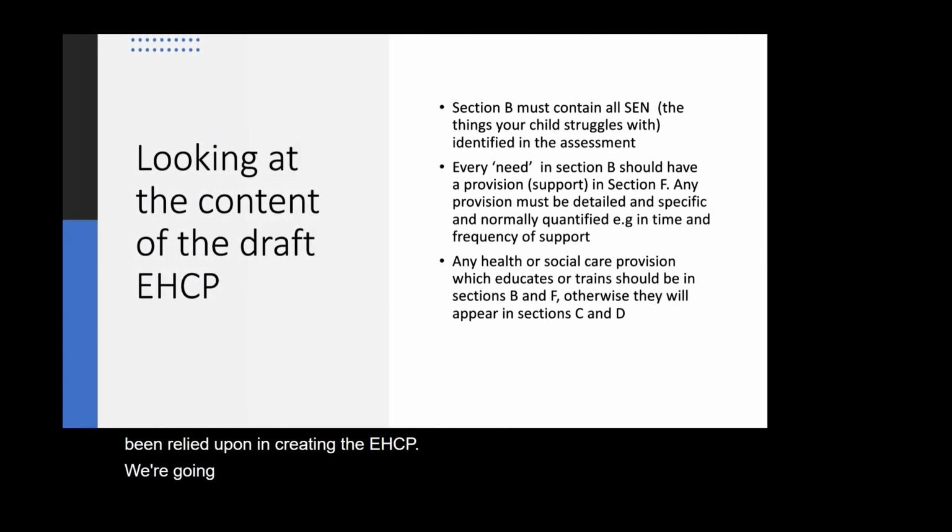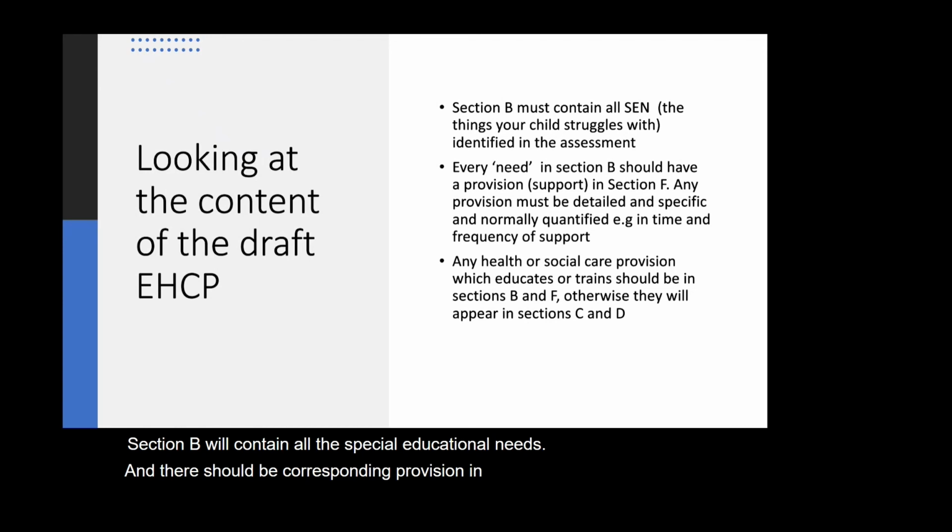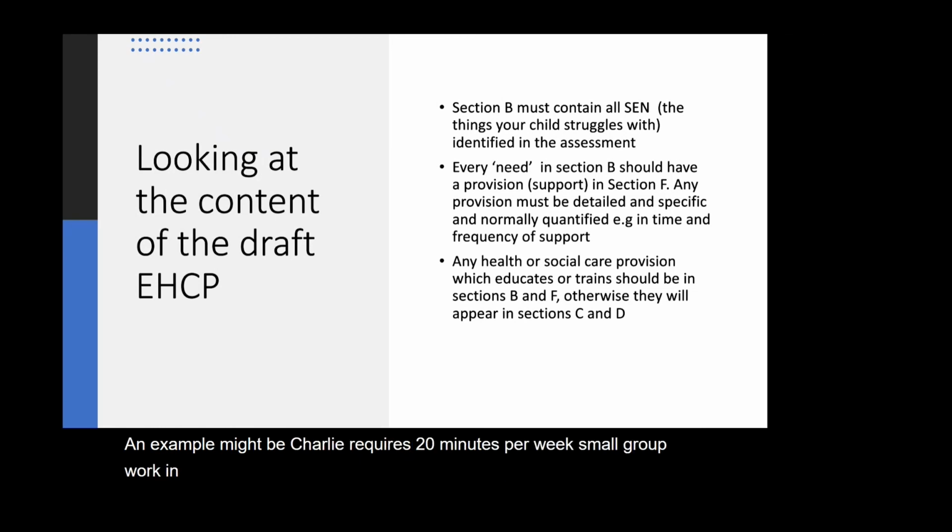Now we're going to consider some of the key things to think about when looking at your draft EHCP. Section B will contain all the special educational needs, and there should be corresponding provision in Section F. This needs to be quite detailed and specific and normally quantified, for example, in time and frequency of support. An example might be, Charlie requires 20 minutes per week, small group work in a group of no more than 6 children to help with his social skills.